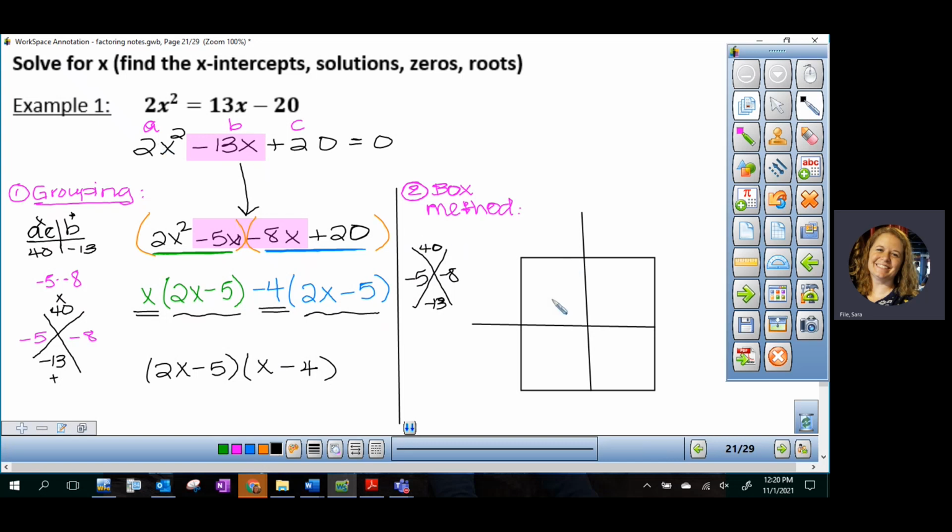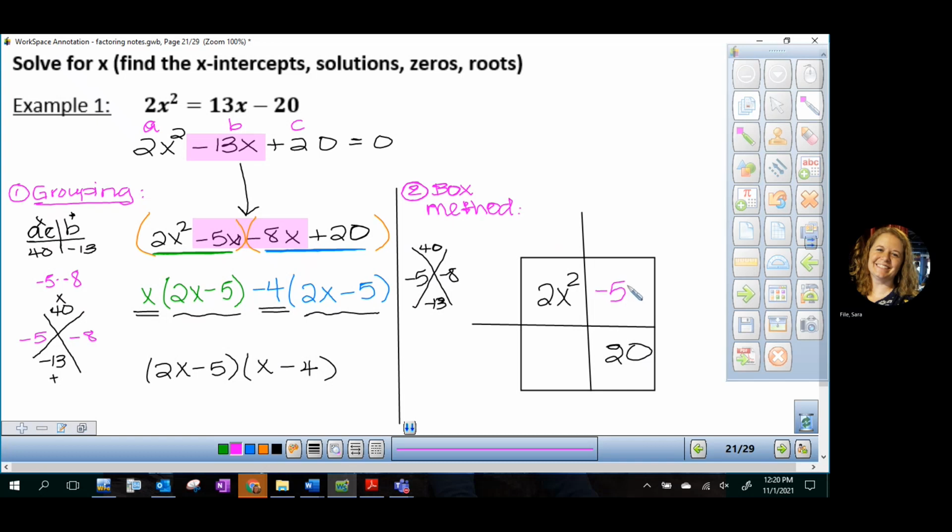I put all the terms in there. I had the 2x squared and I had the plus 20. Those terms didn't change. It's those new terms in the middle that I came up with. I'm replacing the negative 13x with negative 5x and negative 8x. It doesn't matter out of those two which you put where. They're interchangeable. Now what we're going to do is find the greatest common factor of every row and every column.